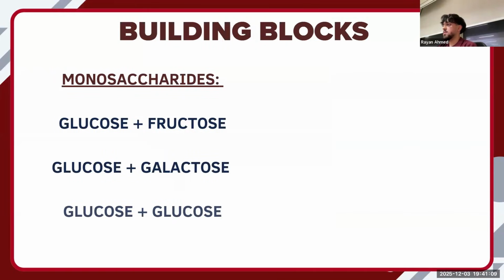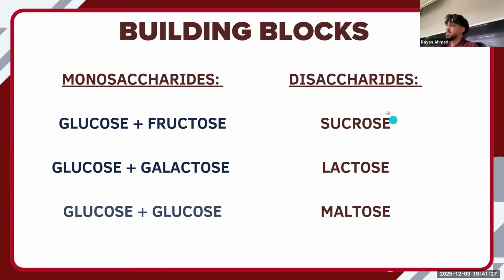Before we get into the objectives, we need to know about building blocks. You know monosaccharides. You know about glucose. You know about fructose, galactose, and glucose again. So glucose plus fructose, monosaccharides, will give you what? A disaccharide, right? Two sugars combined together. We have sucrose. Please keep this in mind. Glucose plus fructose equals sucrose. Another monosaccharide, glucose, plus another monosaccharide, galactose, gives you lactose. Another glucose and another glucose combined gives you maltose.